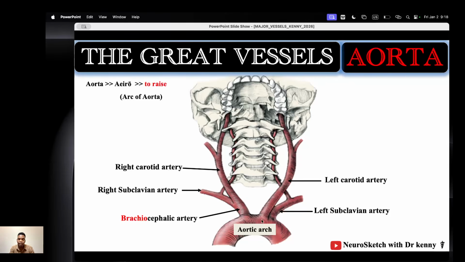So we do not have a brachiocephalic artery on the left side. We only have one brachiocephalic artery, and it's called the brachiocephalic artery or trunk. So if in an exam you pick the right brachiocephalic artery or left brachiocephalic artery or trunk, you are wrong, because you do not have right and left. You only have one trunk, and that is the very first branch of the aortic arch. But on the other end of it, as we have seen, on the left side, the left subclavian and the left carotid artery arise directly from the aortic arch.